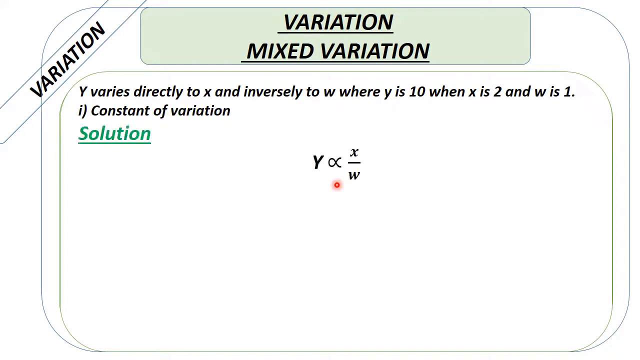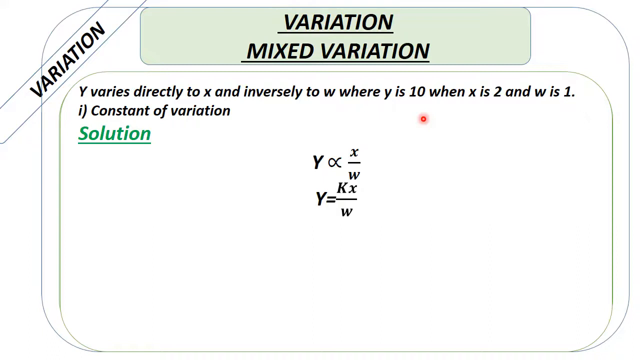So the first one, constant of variation. So they have said y varies direct to x and inverse to w. So we write this: y varies direct to x and inverse to w. As you can see, I've done a shortcut, and this is the way it should be done. So the variable on top varies directly, the variable on the bottom varies inversely. So I can replace this with equals k. So we're going to have y is equal to kx over w.